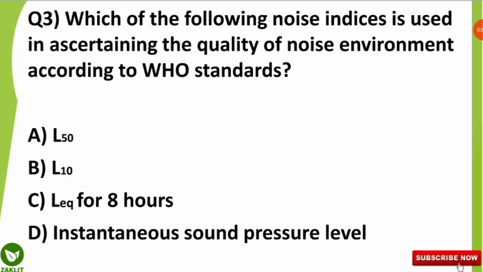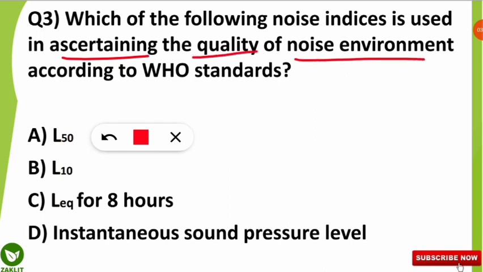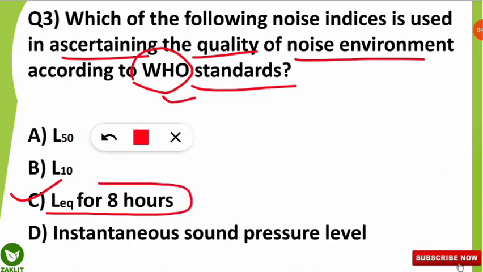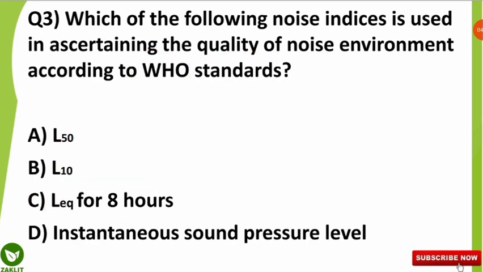The third question was, which of the following noise indices is used in ascertaining the quality of noise environment according to the World Health Organization standards? And here the correct option will be option number C. Yes, the standard set by the WHO for ascertaining the quality of noise environment is L equivalent for 8 hours. So you should know all these things. In a separate video I will make this. Let's move to the fourth question.